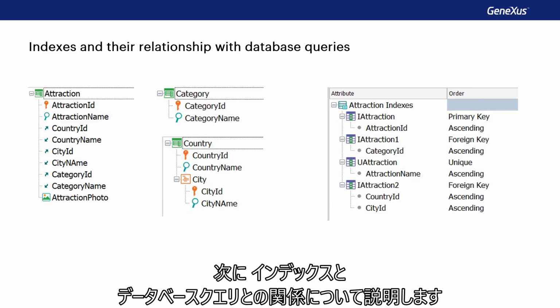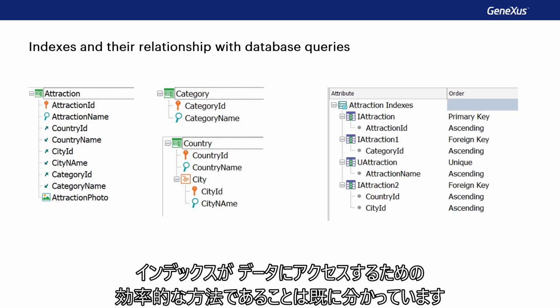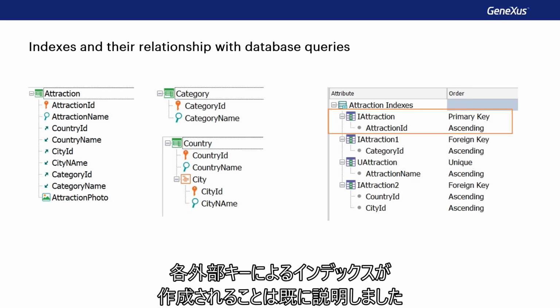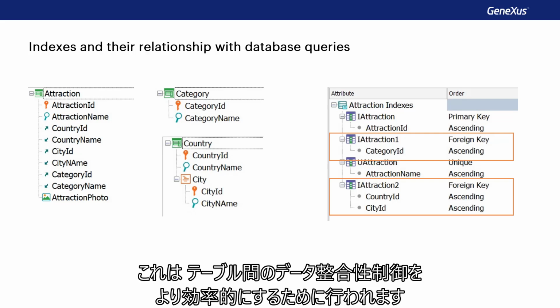Let's now move on to the indexes and their relationship with the database queries. We already know that indexes are efficient ways to access data. We've already seen that, in each table, GeneXus creates an index by the primary attribute, either a simple or compound key, and an index by each foreign key. This is done to make data consistency controls between tables more efficient.